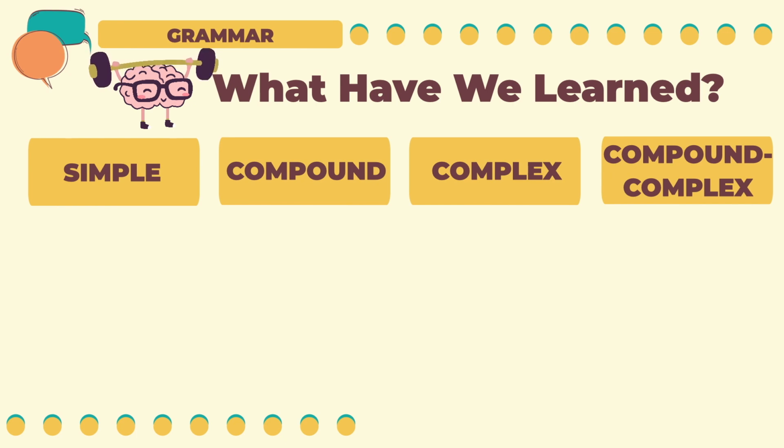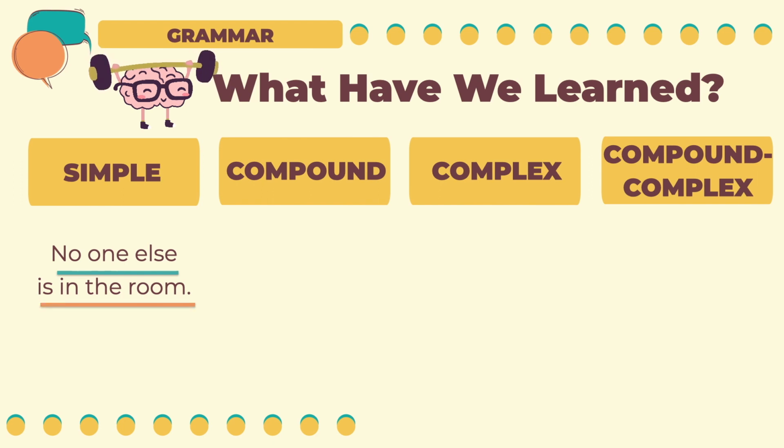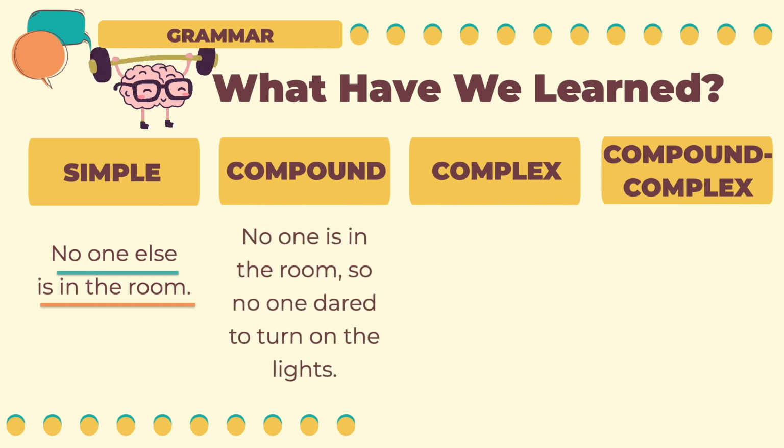Look at the progress of these sentences. For a simple sentence: no one else is in the room. It has one subject, no one else, and one predicate, is in the room. A compound sentence adds a coordinating conjunction and has two simple sentences: no one is in the room, so no one dared to turn on the lights.